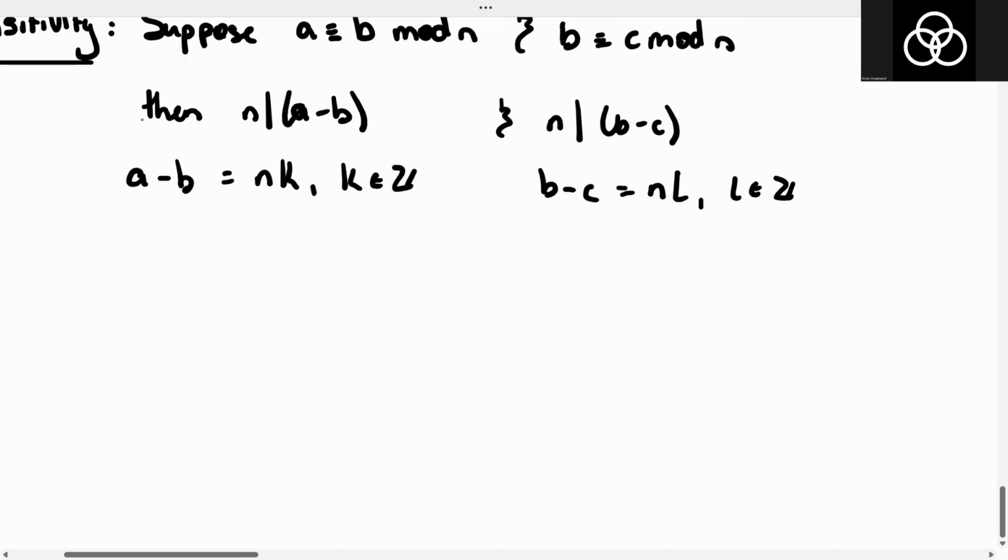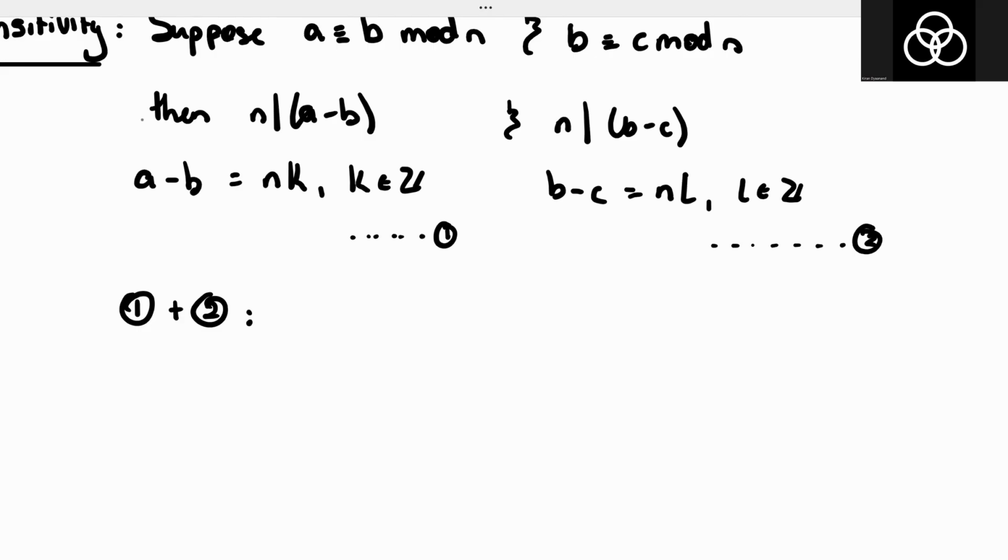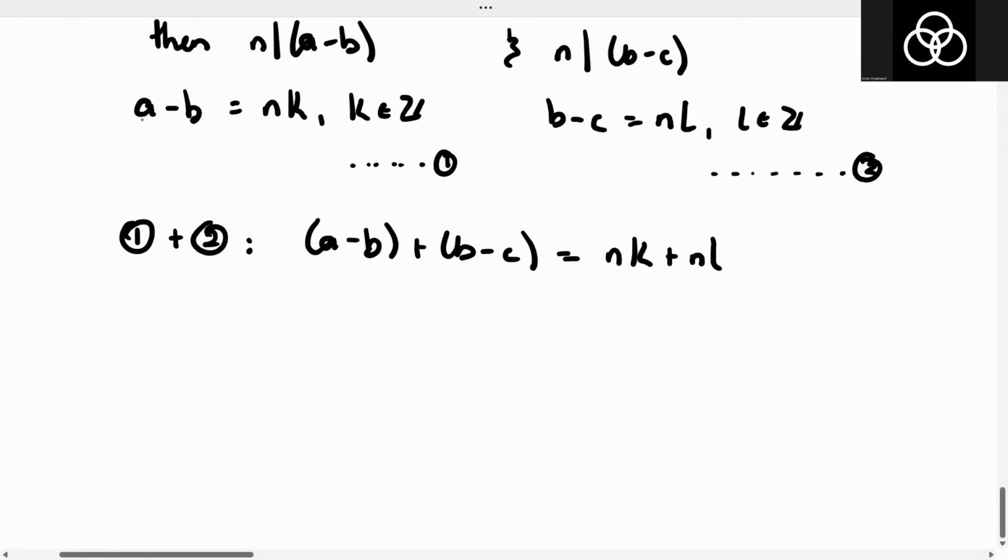So what could we do here? We have this one here. So this is equation 1. This is equation 2. So we could add equation 1 and 2. And what do we get? We get A minus B plus B minus C is equal to nk plus nl. A minus B plus B minus C, well, the minus B and plus B cancel off, and we're left with A minus C is equal to nk plus nl, which is n into k plus l.